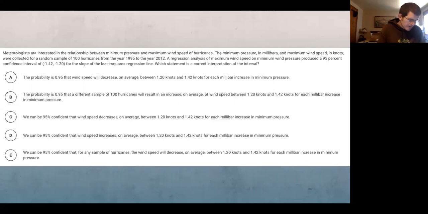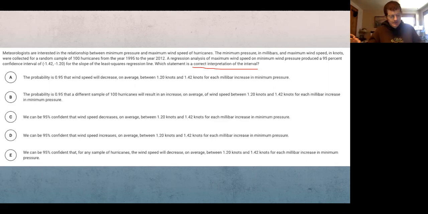All right, so here we've got meteorologists interested in the relationship between minimum pressure and maximum wind speed of hurricanes. So the minimum pressure and maximum wind speeds were collected for a random sample of 100 hurricanes in the years 1995 to 2012. A regression analysis already produced a 95% confidence interval of negative 1.42 to negative 1.20, and we want to provide a correct interpretation. All right, so if they don't give me anything else to work with, of course, my only option is to read through the full problem. And just to emphasize good habits, read through the full question every single time.